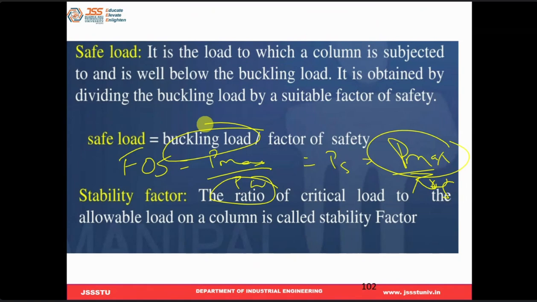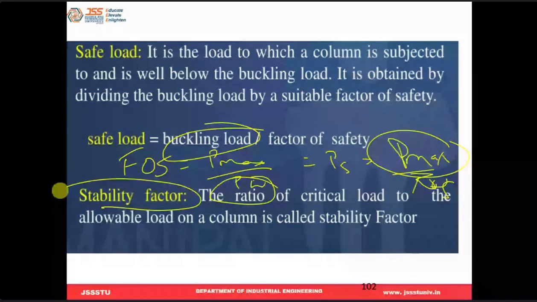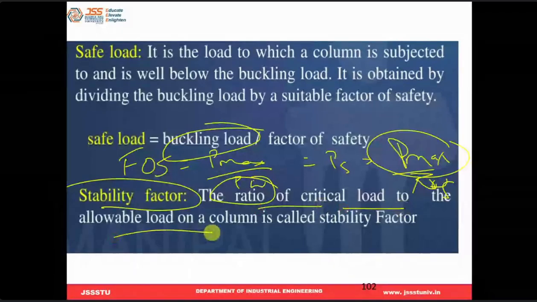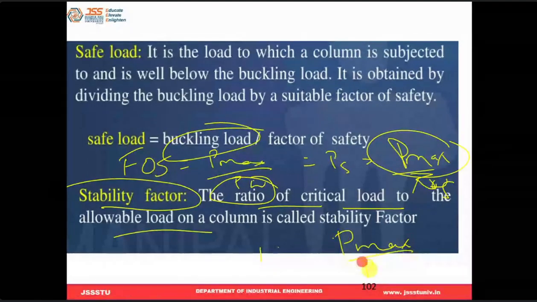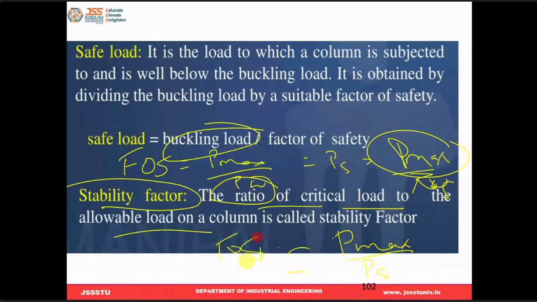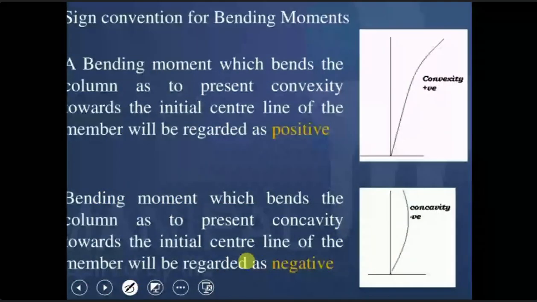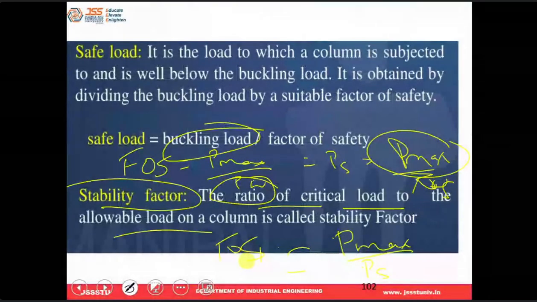So next is called stability factor. We use the ratio of critical load to the allowable load. How much critical load is there? Critical load is nothing but buckling load, that is P max, divided by safer load. Safer load means this one, PS. This is nothing but the stability factor. It is also called factor of safety. That's all, nothing but factor of safety. So this is about the safe load and stability factor.